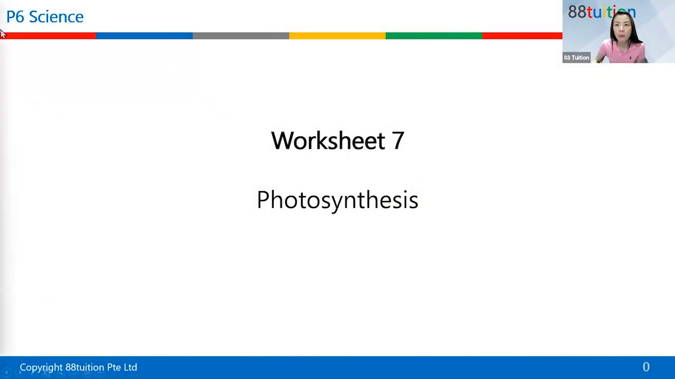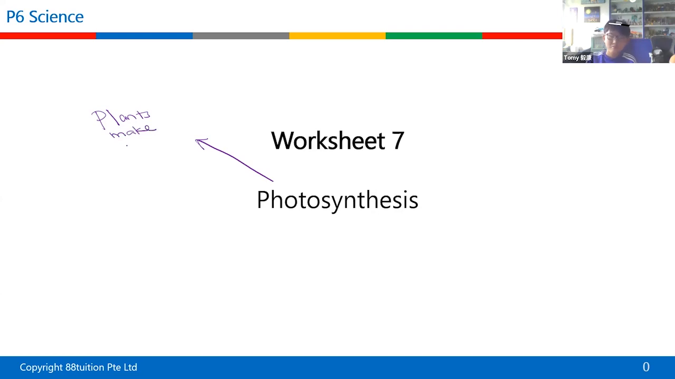All right, so let's go through a bit on photosynthesis. What do you understand by photosynthesis? Plants. Related to plants. Okay, what is it about plants? This is a process where plants make their food, which is also known as sugar, or glucose. Good. And oxygen. Yes.